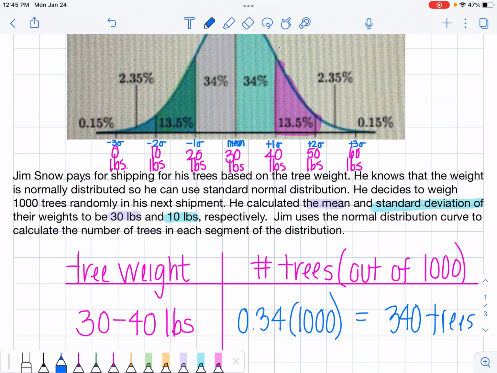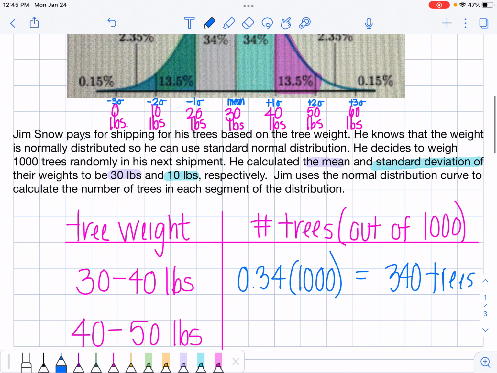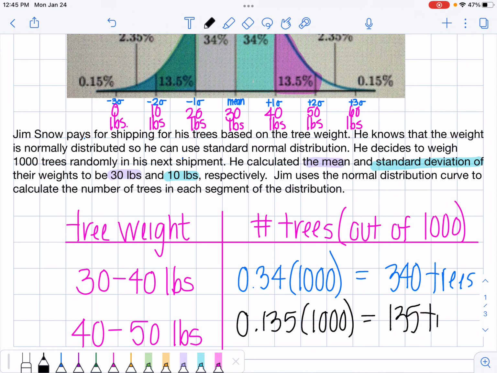Okay, next, I want to know how many trees are going to weigh between 40 and 50 pounds. Well, between 40 and 50 pounds, that's this pinkish part right here. This says between 40 and 50 pounds is going to be 13.5% of my trees. So 13.5% as a decimal is 0.135 multiplied by 1,000, which gives me 135 trees.